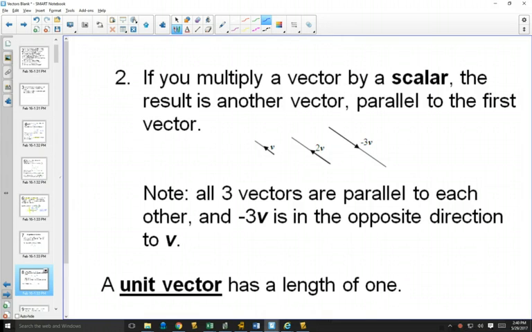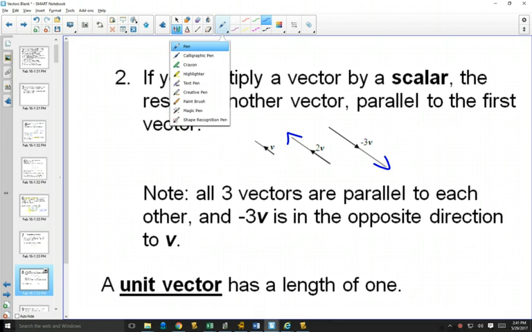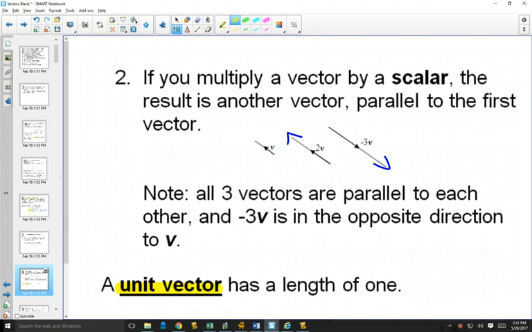If you multiply a vector by any number, all that will do is change its length, but it will keep it parallel. So if I take a vector and multiply by 2, it's still parallel. If I multiply it by -3, notice these vectors are in this direction. The negative changes the direction, but it would still be parallel to the other vectors. We define a unit vector as a vector with a length of 1.